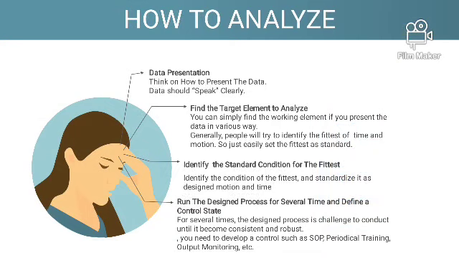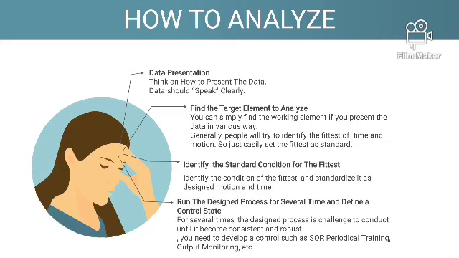Now, how to analyze the compiled raw data. First, the raw data should be presented in a good presentation. Sort the data, and recompile based on each working element. Second, find the target working elements. From the recompiled data, find a working element that is arbitrary.